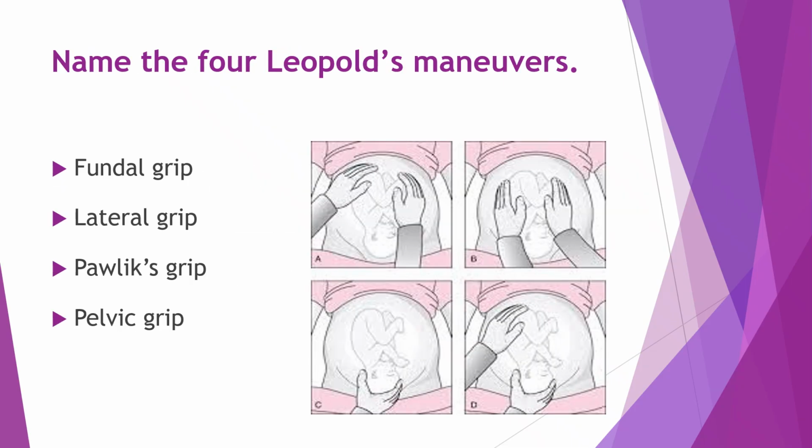Name the 4 Leopold's maneuvers. The 4 Leopold's maneuvers are: first, fundal grip; second, lateral grip; third, pollex grip; fourth, pelvic grip. These maneuvers are used during abdominal examination to assess the fetus.